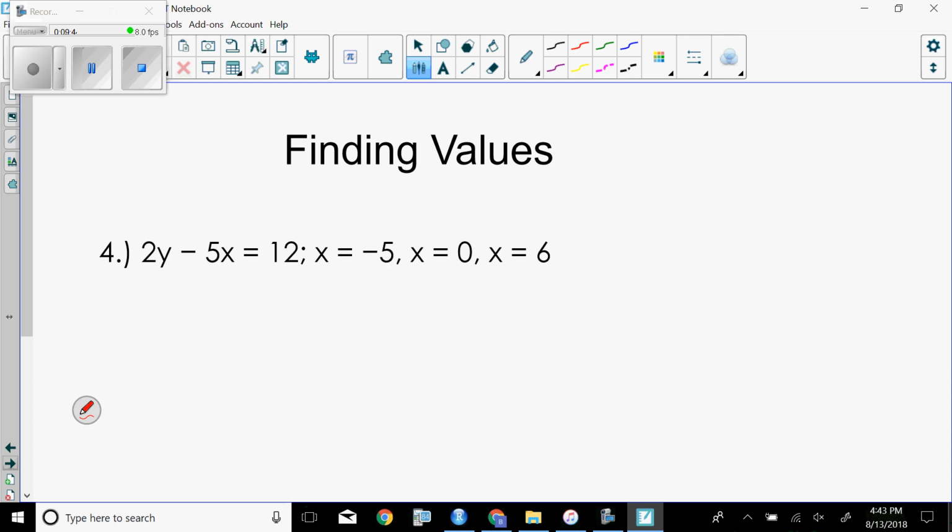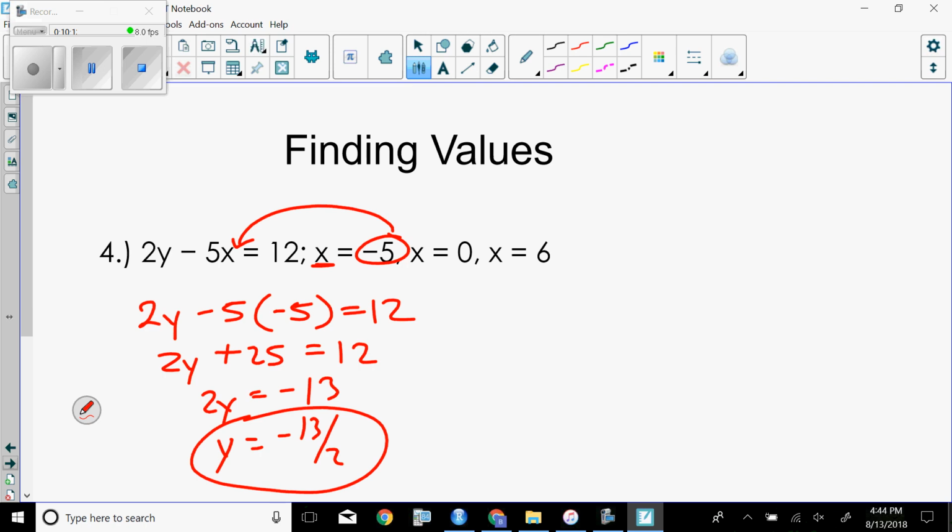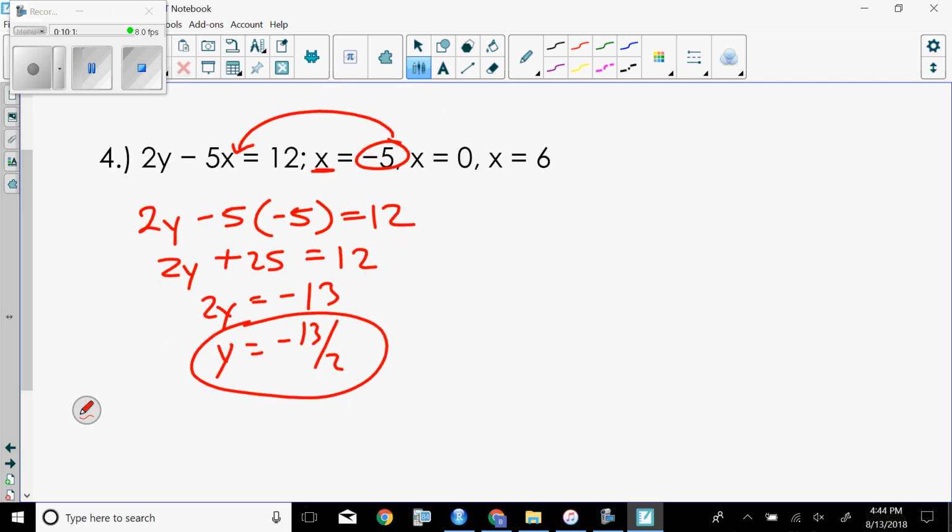So I have x equals negative 5. Well, x is going to be negative 5, and x is right there. So I'm going to take 2y minus 5 times negative 5 equals 12. Well, that's 2y plus 25, because negative 5 times negative 5 is a positive 25. I subtract, I would get negative 13. I divide, I get negative 13 halves. And there's my answer. So when x is negative 5, y is negative 13 halves.